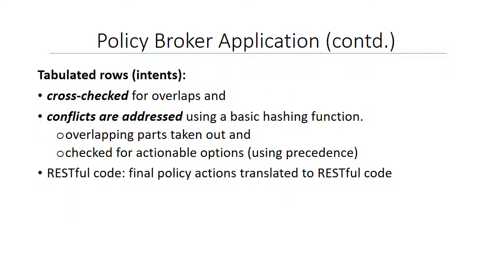So moving on, the tabulated rows shown in the previous diagram are cross-checked for overlaps. Once any customization is complete in terms of the 4 available options, all tabulated rows are afterwards cross-checked for overlaps, and conflicts are addressed using a basic hashing function. Overlapping parts of the network intent policies or rows are taken out and checked for actionable options in the order of the actual weightage of that particular option. So reject is always going to take precedence over metering, and metering is always going to take precedence over monitoring.